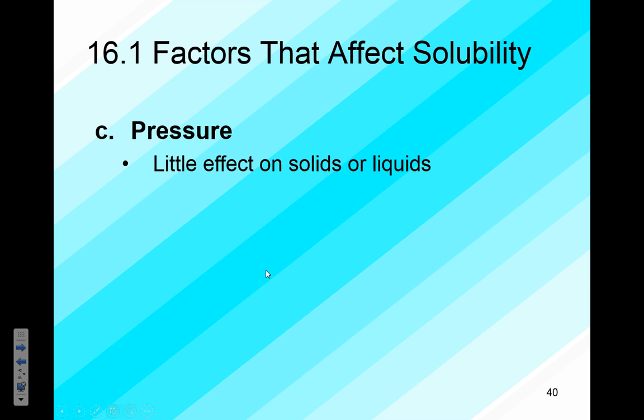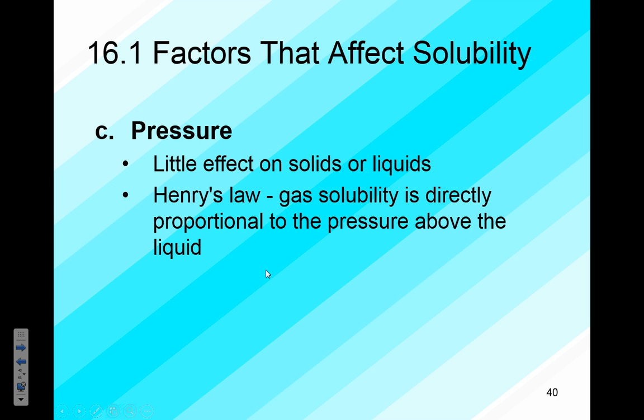Now, one of the things you need to understand is it has little effect on solids or liquids. So we're not going to be worrying about pressure changes and how it affects solids and liquids. What we're going to look at is when we have a dissolved gas. And this is known as Henry's law.